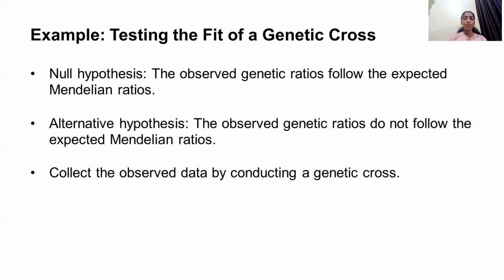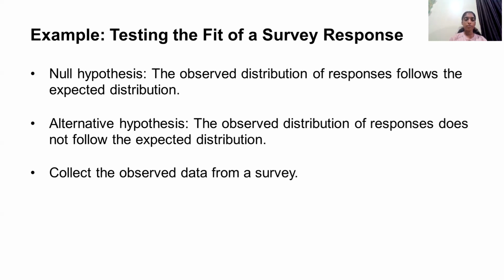Example, testing the fit of a genetic cross. Null hypothesis: the observed genetic ratios follow the expected Mendelian ratios. Alternative hypothesis: the observed genetic ratios do not follow the expected Mendelian ratios. Collect the observed data by conducting a genetic cross.